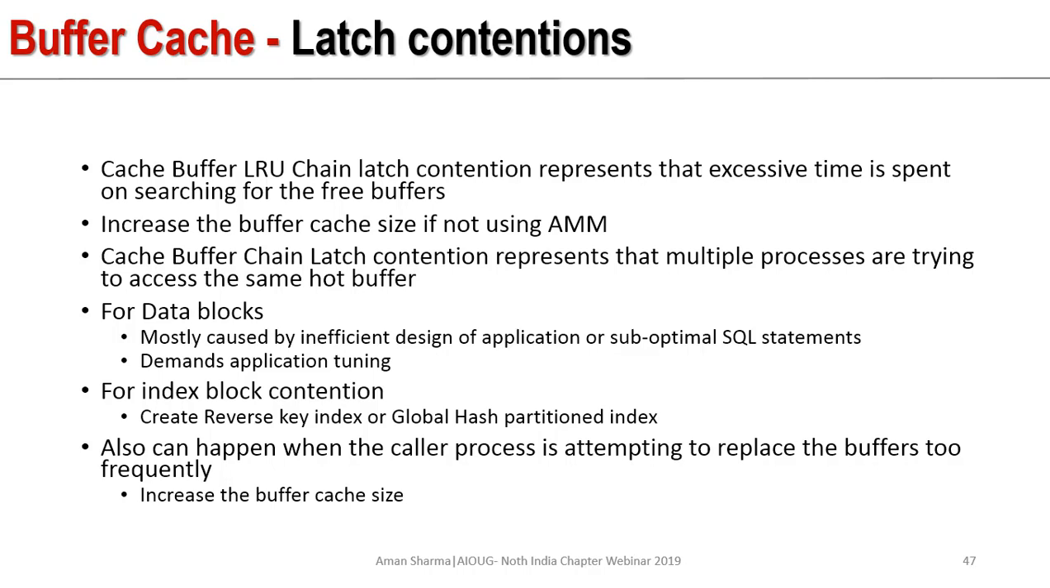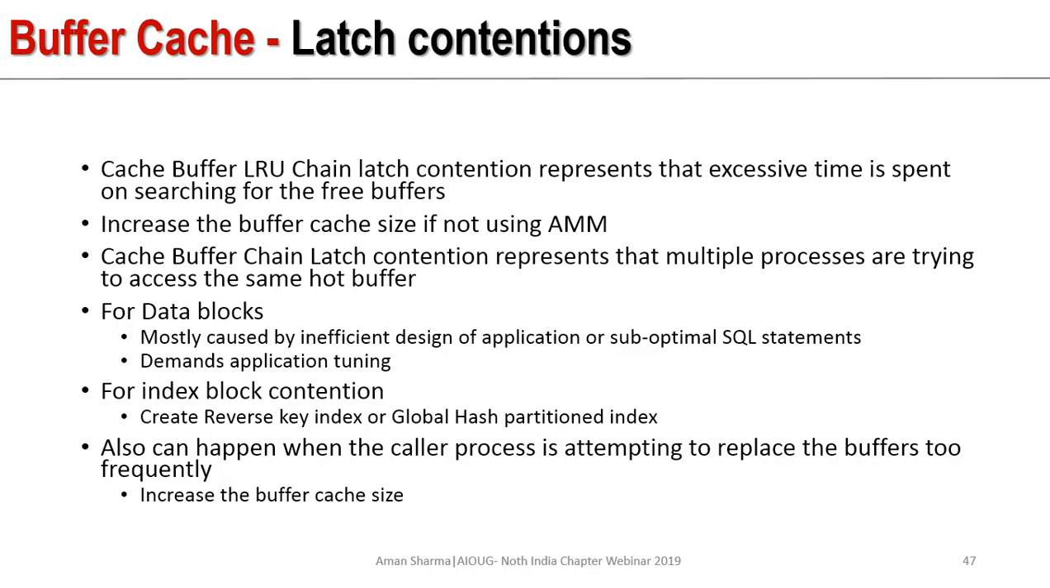And if it is the CBC latch or the chain latch in contention, that means you're trying to find the buffer a lot from the buffer cache, and that means you possibly are either reading a lot of data into the memory which you're trying to search, or you possibly are having a suboptimal query. So either you try to tune the query, or, if you're using indexes, try to use indexes such as reverse key or global hash partition indexes, which can put a little less burden on your buffer cache.